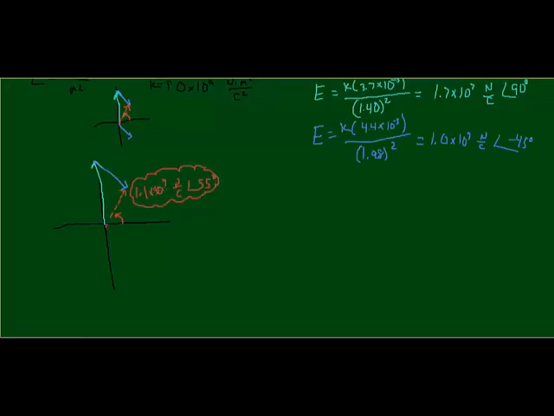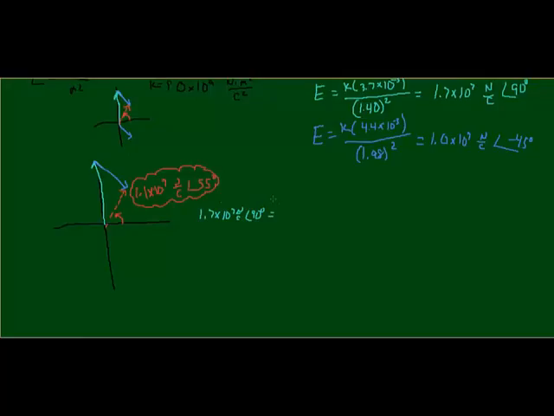1.1 times 10 to the 7th newtons per coulomb at an angle of 55 degrees. Okay, so that's my estimate. I can tell it's a little bit more than 45, but I'm not sure how much. Okay, so that's my graphical estimate. My field then, 1.7 times 10 to the 7th newtons per coulomb at an angle of 90 degrees.